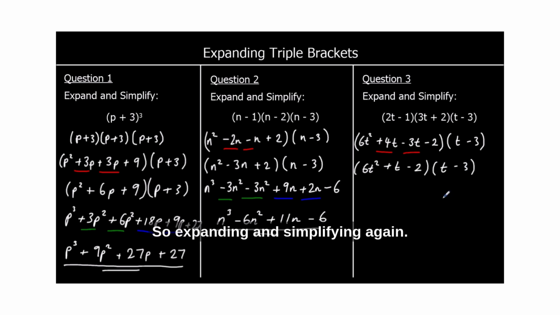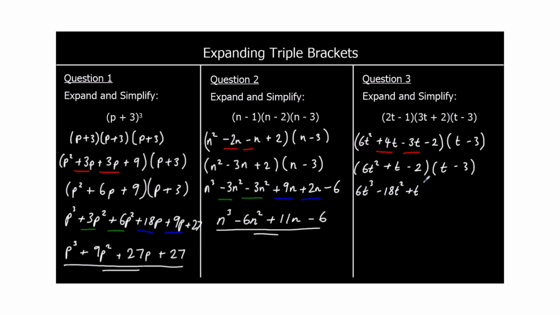So expanding and simplifying again, 6t squared times t is 6t cubed. 6t squared times negative 3 is negative 18t squared. Now I've got t times t, which is t squared. T times negative 3, negative 3t. Negative 2 times t, negative 2t. And negative 2 times negative 3 is positive 6.